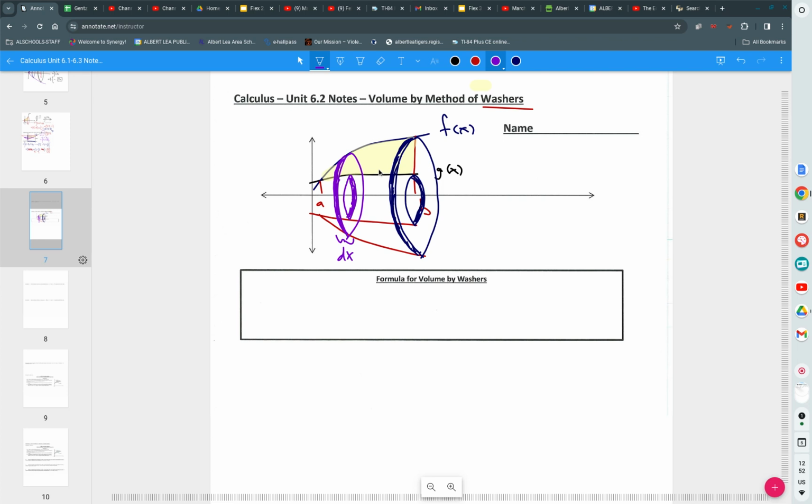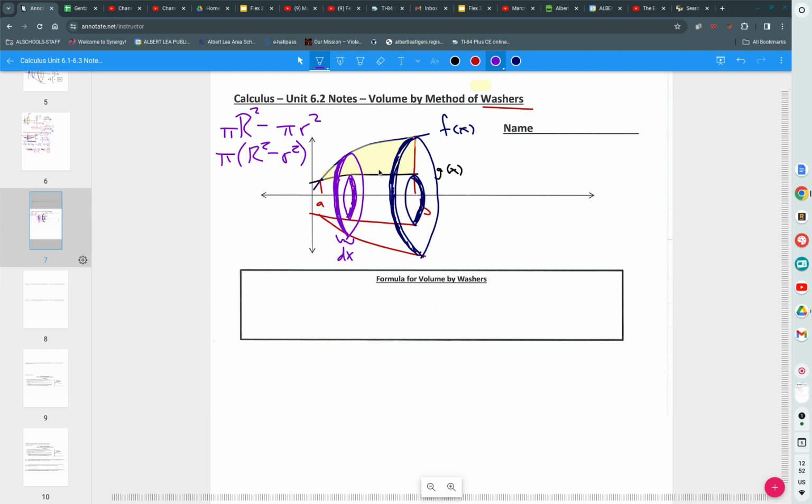How would you calculate the area of that washer shape? Anybody know? The area of the circle minus. Yeah, the big radius squared times pi. That would be the area of the big part, right? But we've got to subtract out the little part. So it's minus pi r squared. Or in other words, pi times big R squared minus little r squared.